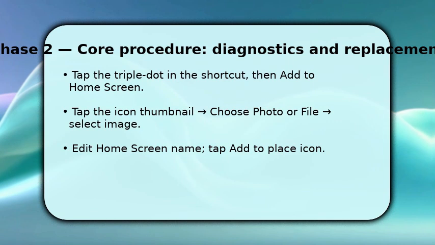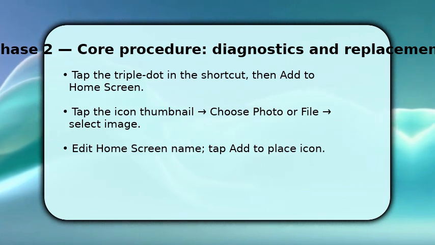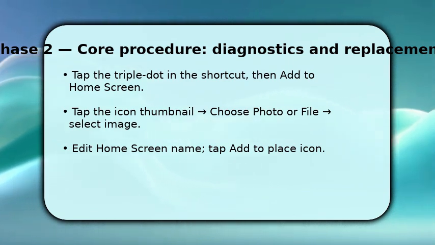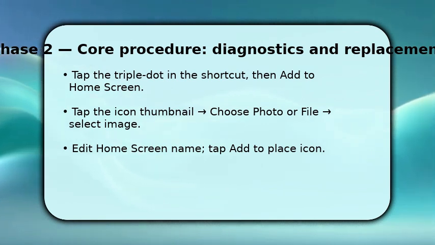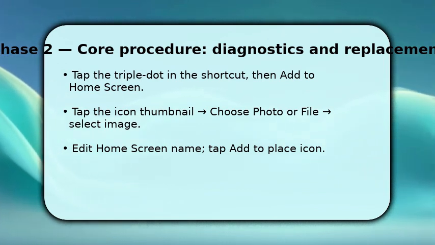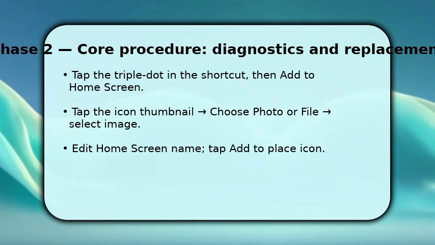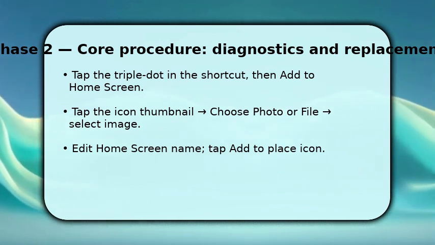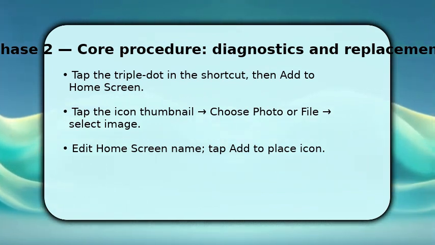Tap the shortcut's 3 dots, use Add to Home Screen, then tap the icon thumbnail and choose Photo or File, pick the prepared image. Resize visually if needed. Make sure the name matches what you want on the home screen. Tap Add and the new icon joins your home screen. This creates a launcher that looks like the original app but runs the shortcut to open the app itself.